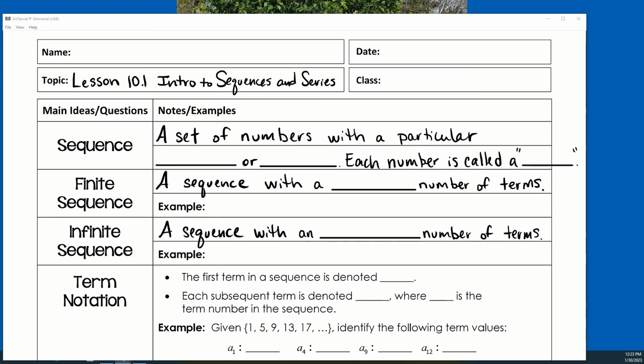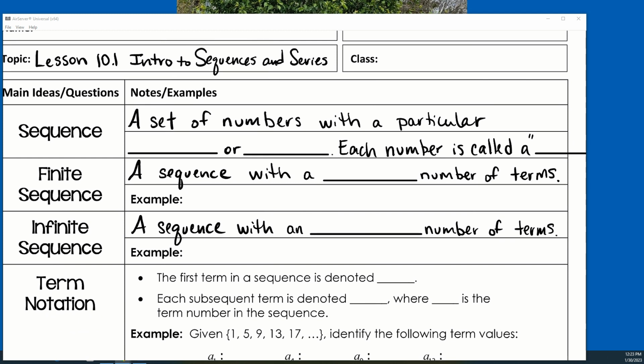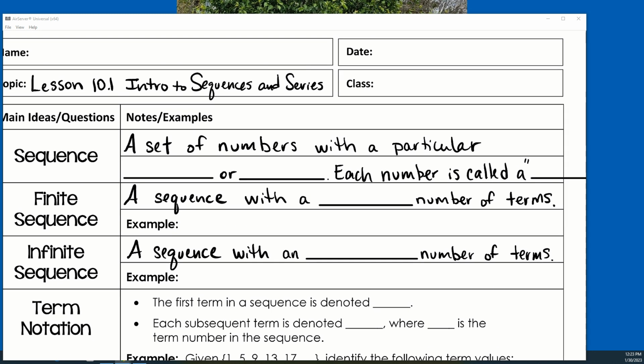All right, so like I said, we're going to talk about sequences and series. Today we're just going to get a little introduction to sequences, and then we are going to write and evaluate what's called a recursive sequence. You may have never heard of recursive sequences before, but that's okay. There's one that you might have seen somewhere.